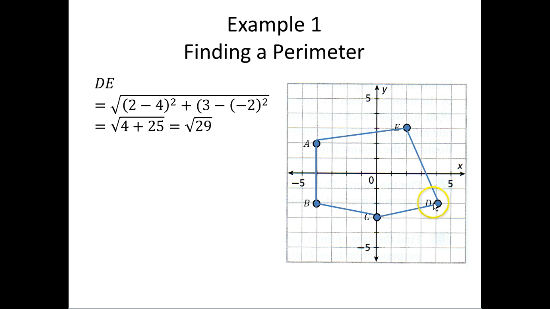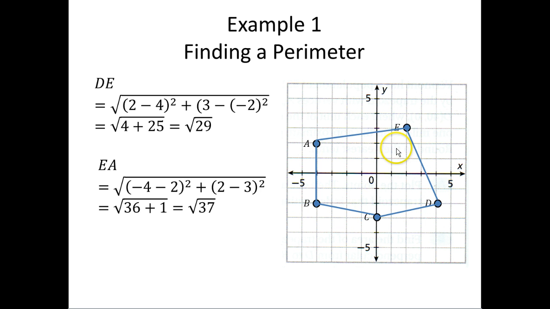Next we'll find the length of line segment DE. Notice that it's not a horizontal or vertical line segment, so I need to use the distance formula once again. To use the distance formula, I find the difference in the x-coordinates between D and E. Notice that that's 1, 2 units. Squaring 2 units, I get 4. The difference in the y-coordinates is 1, 2, 3, 4, 5 units. Squaring 5, I get 25. Adding those two together in my radicand, I get square root of 29 as the distance DE.